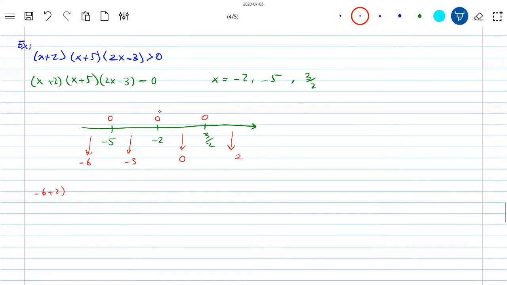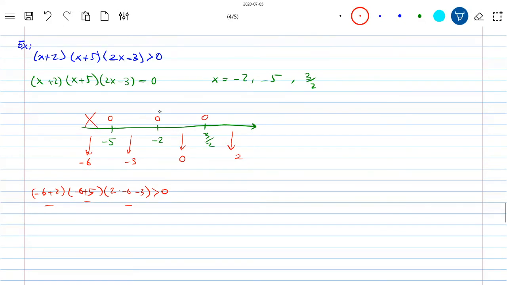Minus 6 plus 2. Minus 6 plus 5. I'm going to do it for a couple of them. 2 times negative 6 times negative 6 plus minus 3. And is it greater than 0? You'll get a negative number, this is negative, and here you have another negative. Negative times negative is negative. Greater than 0? Not really. So this section is not acceptable.